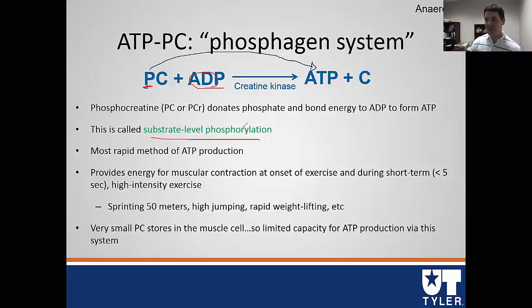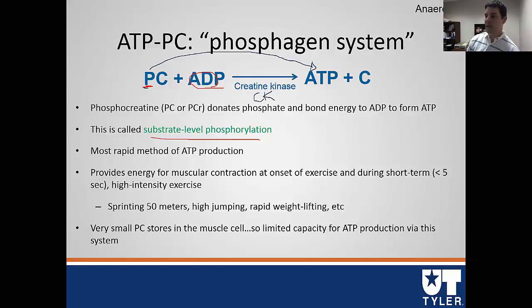Again, very simple substrate level phosphorylation. We have our substrate, we phosphorylate it, we change a D to a T, ADP becomes ATP. So this energy bond is converted from ADP to ATP, and the enzyme that does that is the creatine kinase reaction, or CK.